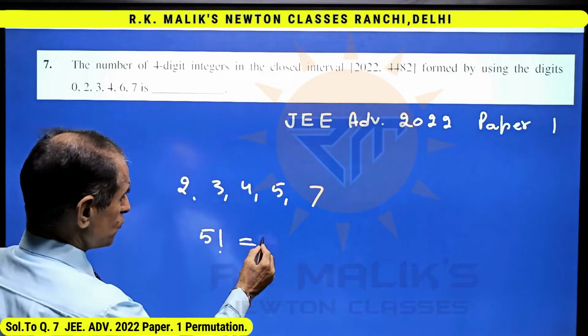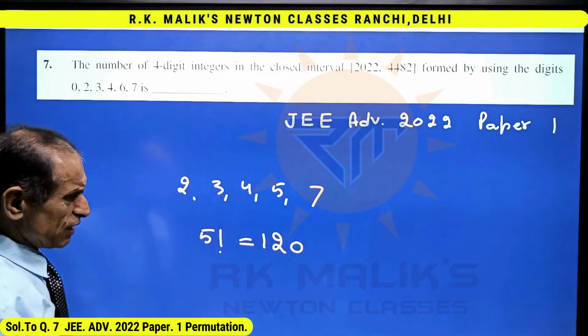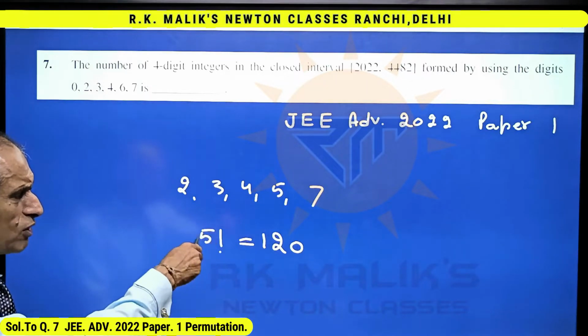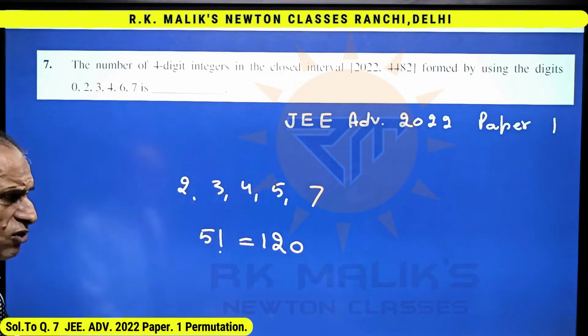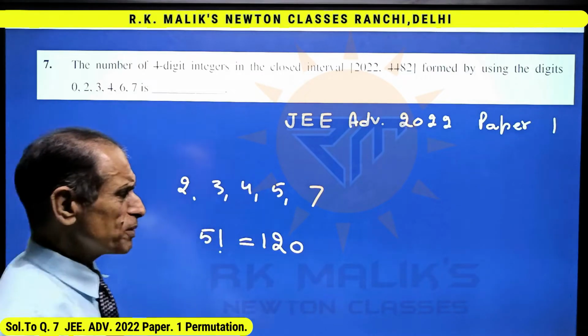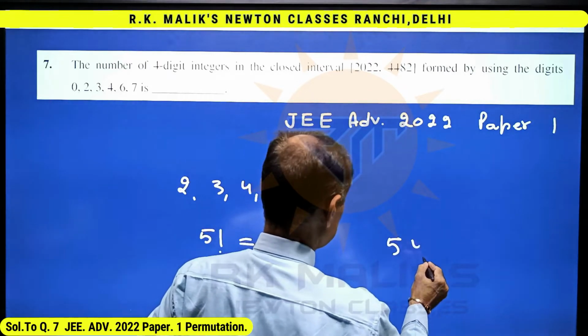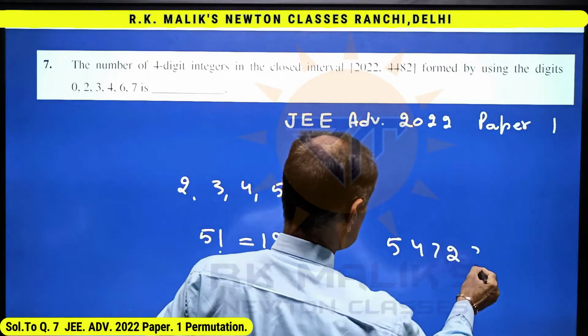5 factorial, that is 120 numbers can be formed. You must have done a question of this type, that if I arrange these 120 numbers in increasing order, what will be the rank of, say, 5, 4, 7, 2, 3.